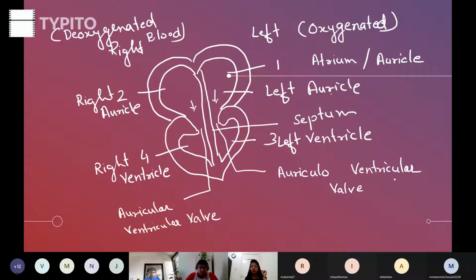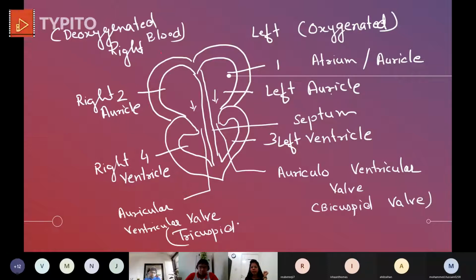Okay, so on the left side, the name of the auriculoventricular valve is bicuspid valve, and on the right side, it is called tricuspid valve. You know, bicuspid and tricuspid are doing the same function, the unidirectional flow of blood from auricle to ventricle. But the bicuspid has two finger-like projections, and the tricuspid valve has one, two, and three finger-like projections. But the valves are doing the same thing.